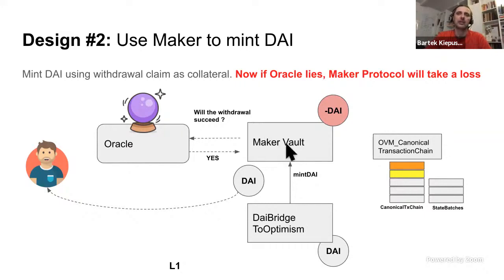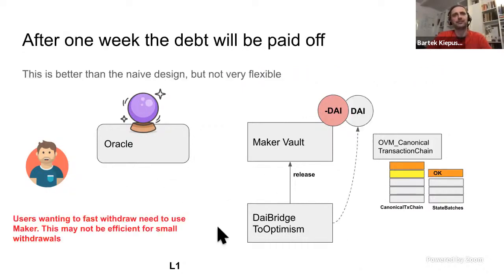And again, the Maker Vault will ask the oracle whether the withdrawal will succeed. If the oracle confirms that this DAI is actually minted, right? So there will be some debt recorded here. The original DAI still stays at the vault, but the freshly minted DAI can be released all the way to the user, right?